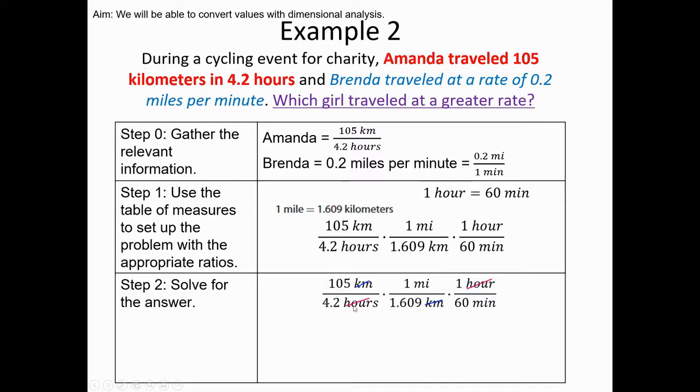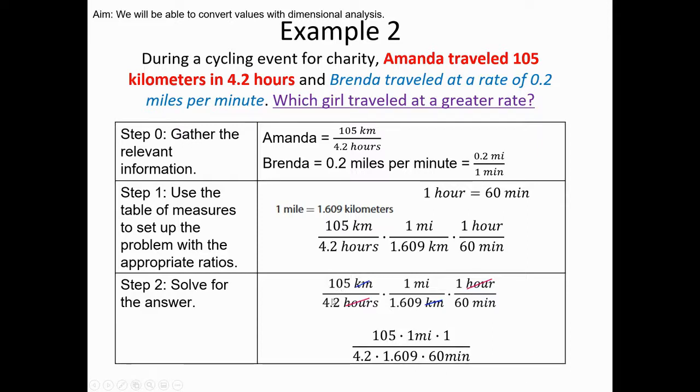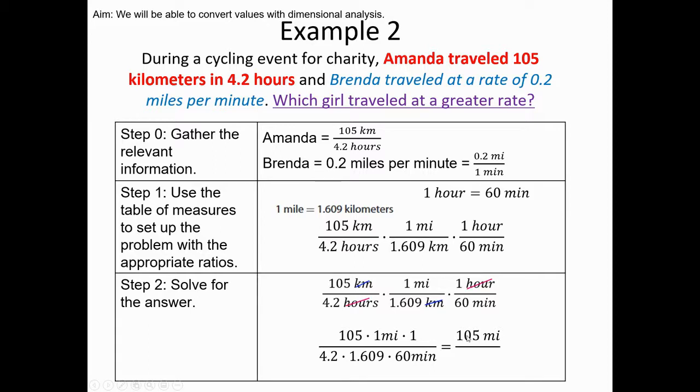105 times 1 times 1 on the top, and 4.2 times 1.609 times 60 on the bottom. Multiply the top together, multiply the bottom together. So we got 105 miles on the top and 405.468 minutes on the bottom. Guys, it's a messy number. Please use a calculator for this. You do not need to do this by hand. Come on, save yourself some time. So finally, I could do 105 divided by this big number, and I'll get around 0.26 miles per minute.